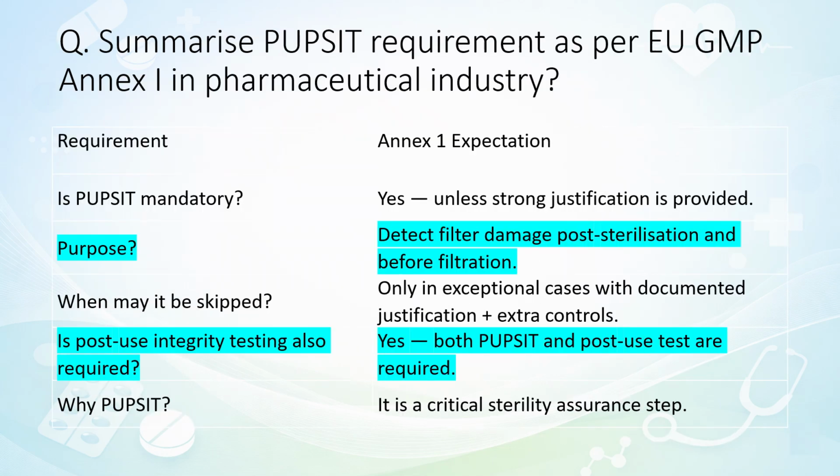Summarize the PUPSIT requirement as per EU GMP Annex 1 in the pharmaceutical industry. Is PUPSIT mandatory? The answer is yes, unless strong justification is provided. What is the purpose? The purpose is to detect filter damage post-sterilization and before filtration. When may it be skipped? Only in exceptional cases with documented justification plus extra controls.